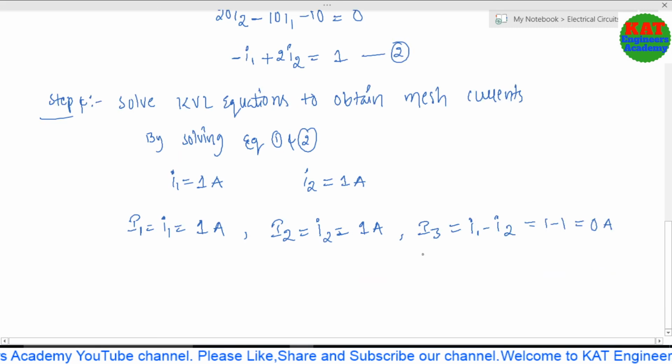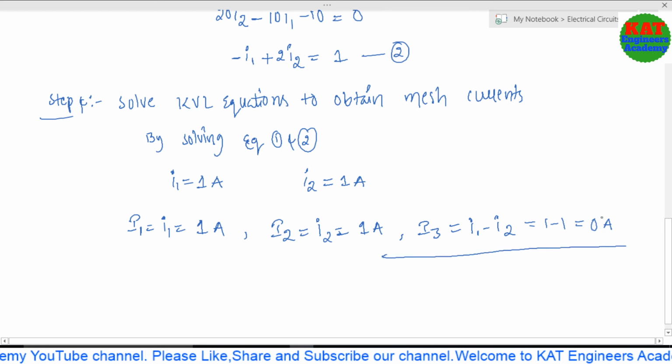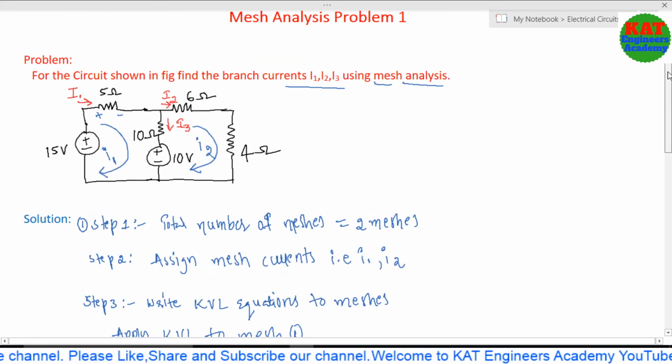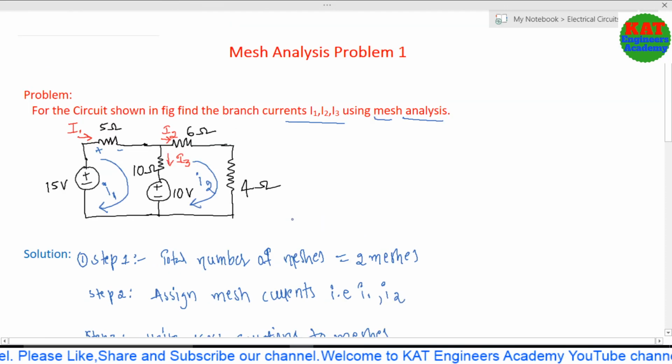So finally we simplified the problem and obtained the solutions. Okay friends, like that you have to solve problems by using mesh analysis. Just go step by step, and finally you will get the answer. Okay friends, so by this we completed the problem.